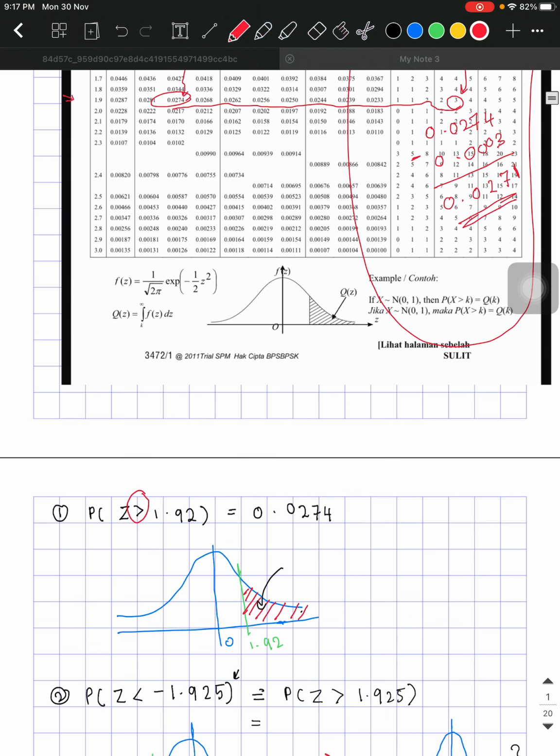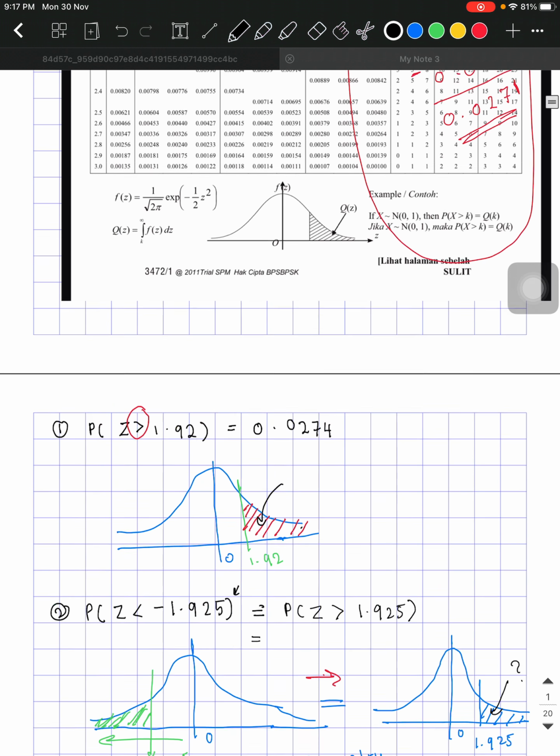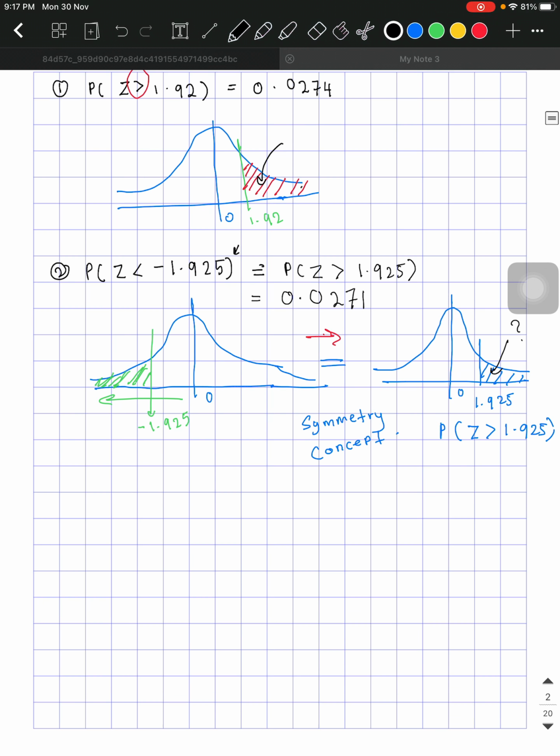So you can write down your answer, which is what we got, 0.0271. This is the answer, and this is how the bell shape looks like.